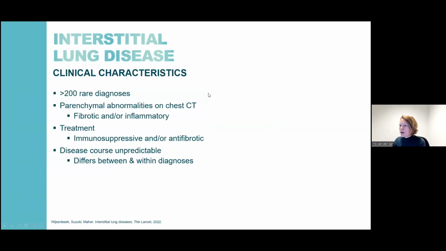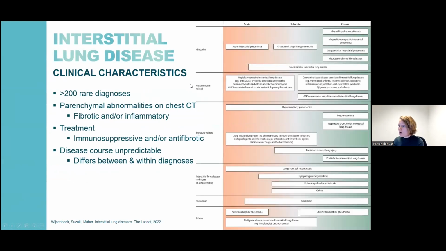So interstitial lung disease, for the people who are not familiar with this group of diseases, I will give a short introduction. It's a large group of diseases that encompasses over 200 diagnoses, of which most are rare diseases. And here you see how they can be categorized. So there are chronic, subacute and acute forms of ILD, and the etiology varies among the diseases.